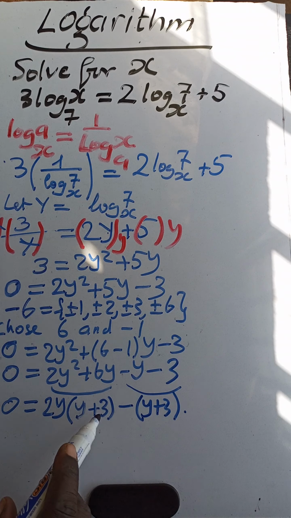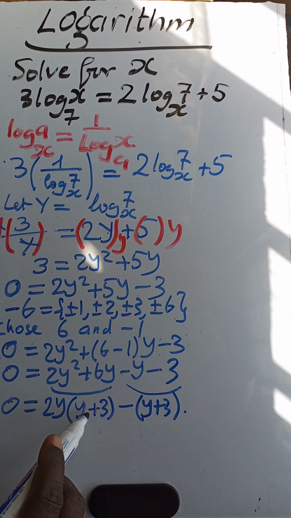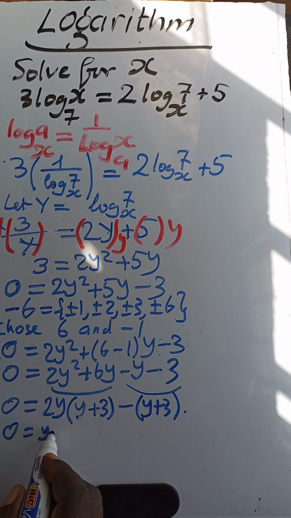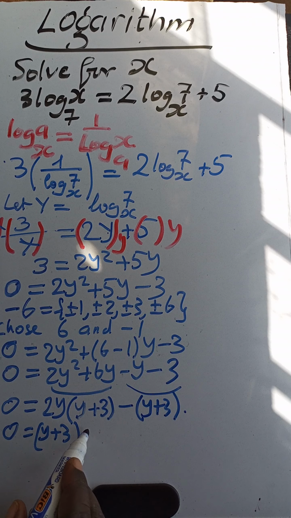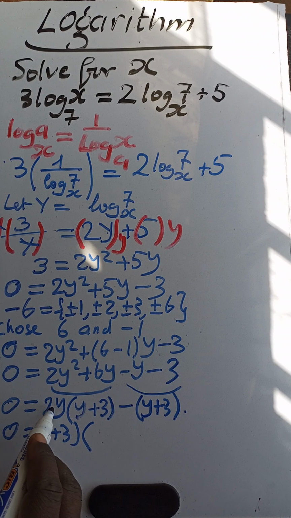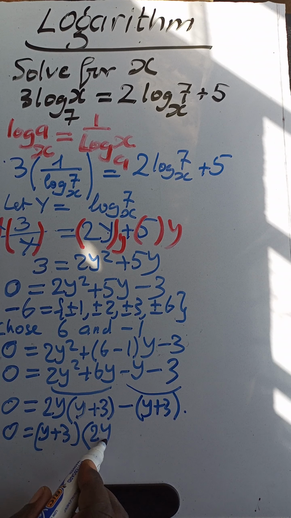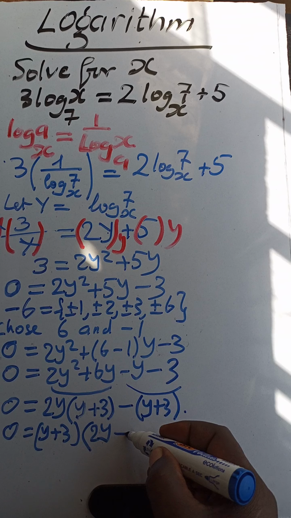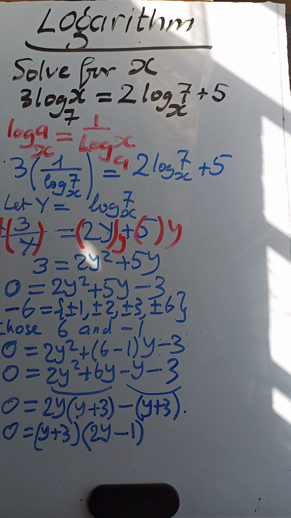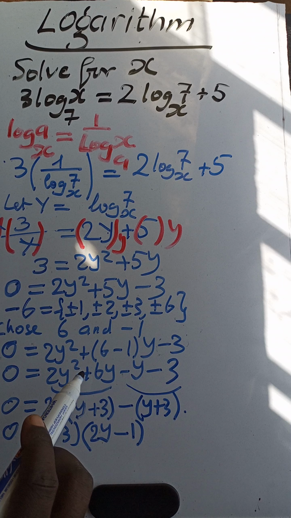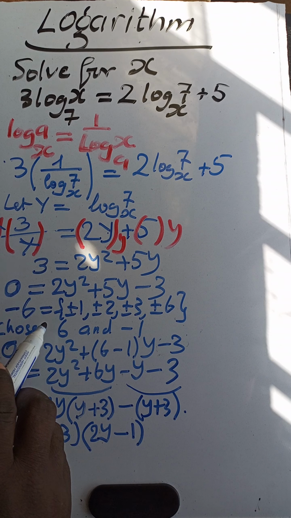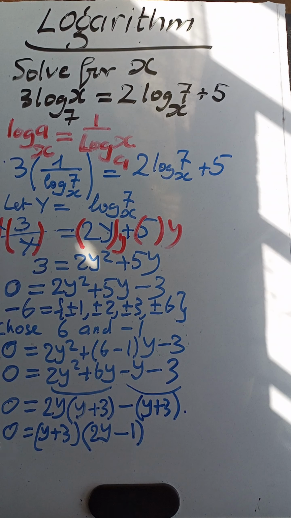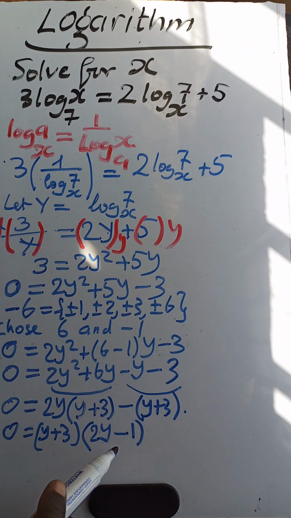Now, look at it. We have y plus 3 common. There's y plus 3 here. There's y plus 3 here. So let's remove the y plus 3. So we have y plus 3. When we remove this y plus 3 from here, we're going to be left with 2y. And when we remove y plus 3 from here, we're going to be left with minus sign. And minus sign in mathematics is the same as minus 1. So finally, this equation here has been factorized as such: 0 equals y plus 3 into 2y minus 1.